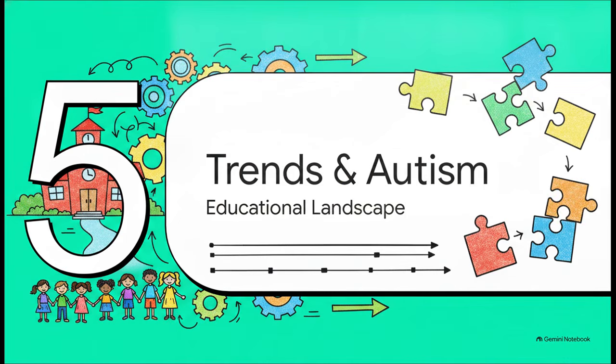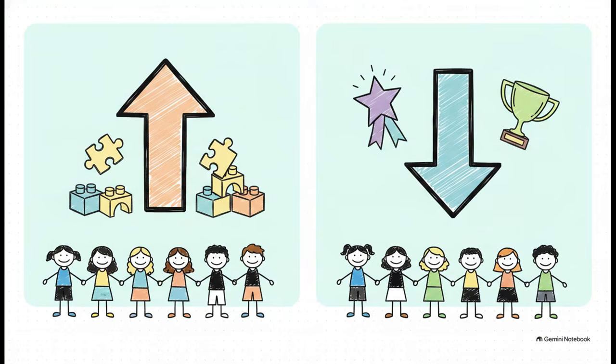And finally, Section 5, Trends and Autism Research, the Educational Landscape. Looking at the child entering the broader educational system, the landscape has just completely transformed. We've seen a massive increase in children receiving special education services over the last 30 years. A lot of this is thankfully due to new laws and much better attitudes toward early intervention. But we have a very serious systemic issue here.